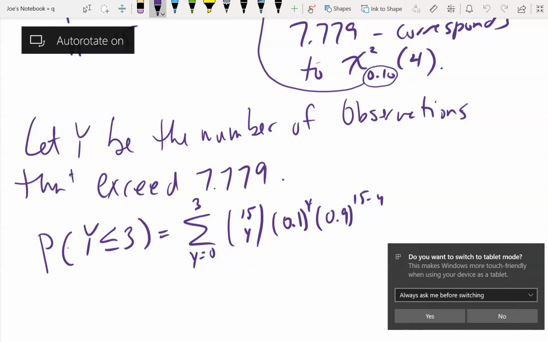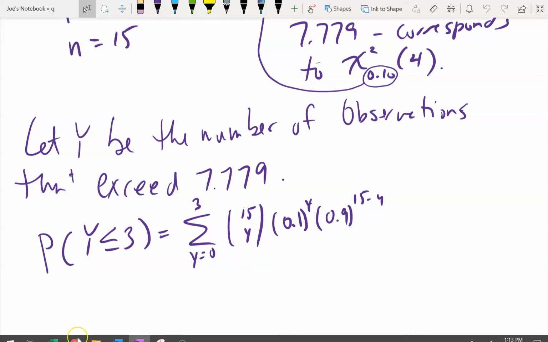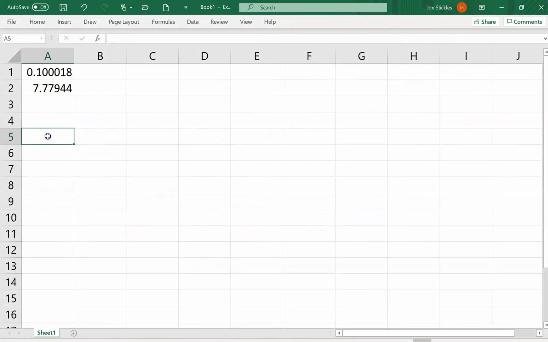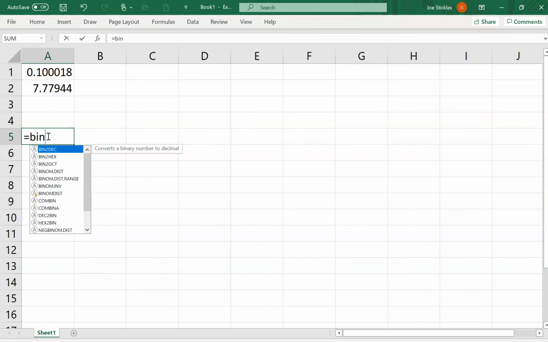Now again, we could do this by plugging into the calculator, but we can also go back over to Excel. I haven't shown you this yet, so might as well. If I start typing in binomial, a whole list of stuff comes up. If I just type in BIN, there's some other stuff we're not going to use, but I want to use this binom.dist function.